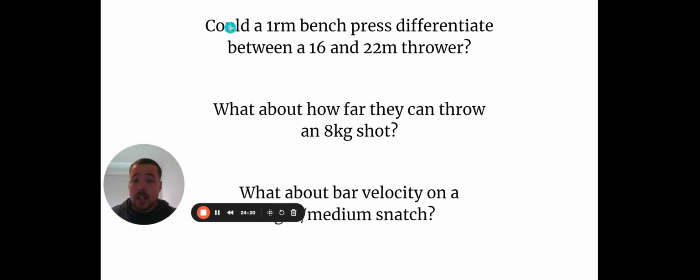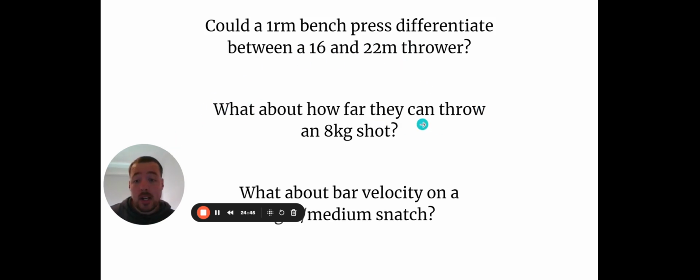What about traditional lifting? If you made them do a 1 rep max bench press, could you confidently say the order of their throwing performance? Not a chance. There's every chance that the 16-meter thrower has a bigger bench press than the 22-meter thrower. Go to any powerlifting club and you'll see ridiculous bench presses, but they're not throwing shot far. So that's not going to tell us anything.